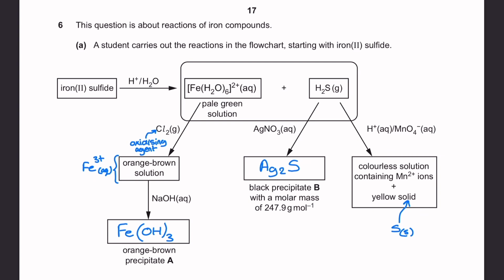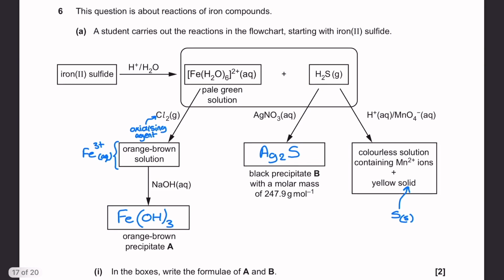A student carries out the reactions in the flowchart, starting with iron 2 sulfide over here. In the boxes, first off, we need to write the formulae of A and B. So A is down here, and B is over here. So first off, let's have a look at A. So we've got iron 2 sulfide, goes into solution with some acid, and we've got Fe(H2O)6 2+, which is a green solution. Then we have some Cl2 being used, and we make an orange-brown solution.